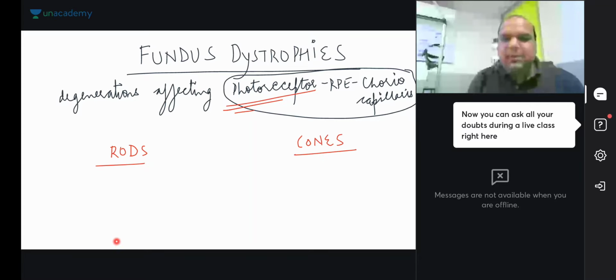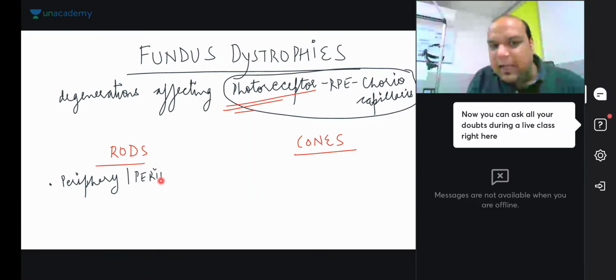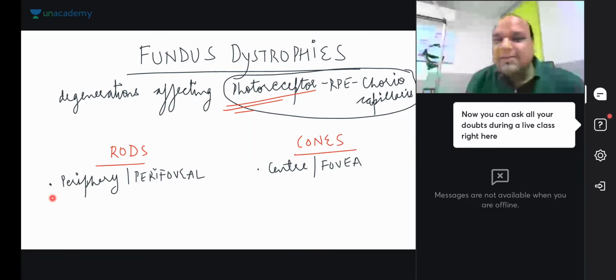Now, I will just simply write rod cells. Where are rod cells located? Rod cells are located in the periphery, or perifoveal, around the fovea, not at the fovea. Whereas where are cone cells located? Cone cells are located in the center, at the fovea. Rod cells are responsible for which vision, everybody? Do rod cells give us color vision or black and white vision? They give us black and white vision.